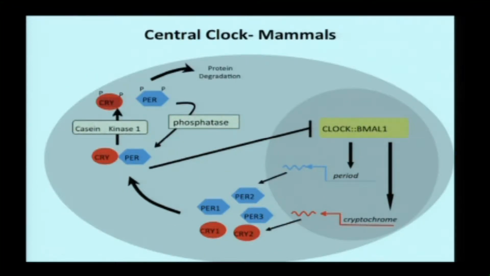So here is the central clock mechanism in mammals. I won't go into details here. I think you'll note that most of the components are the same. The mechanisms are the same, to the point where the kinases and phosphatases are also pretty much the same.